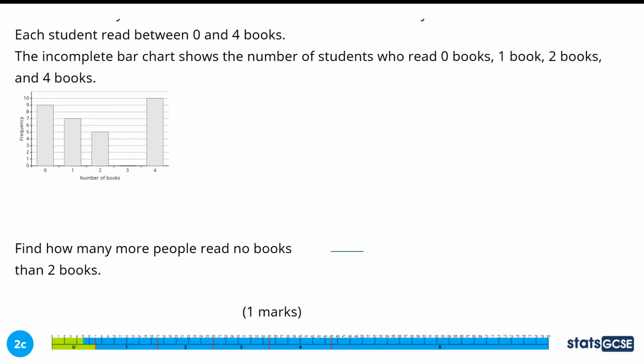Find how many more people read no books than 2 books. Let's start by finding out how many people read no books. So it's this bar here for 0, and it goes up to 9. Now for 2 books, it goes up to 5. So we're just going to do 9, take away 5, which will equal 4.